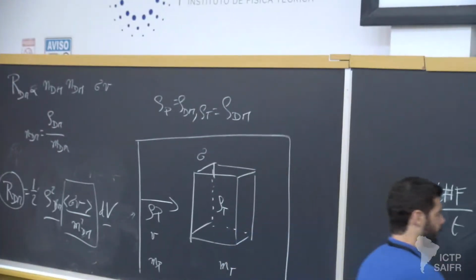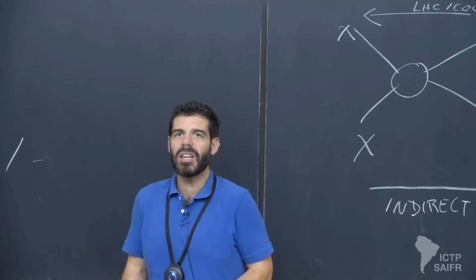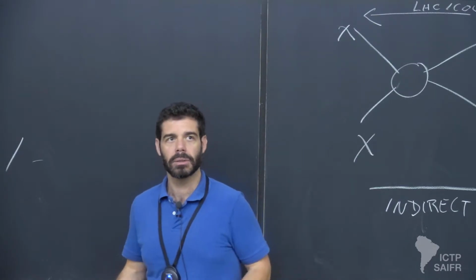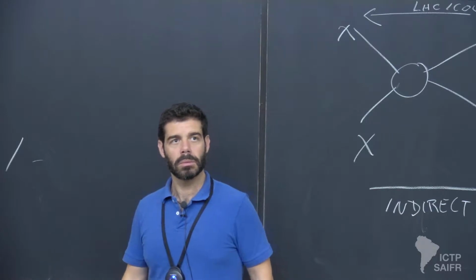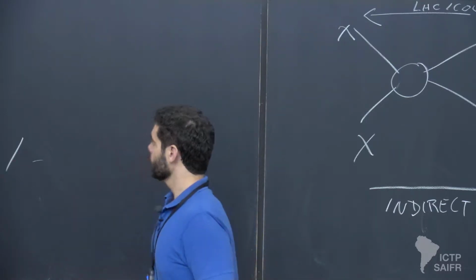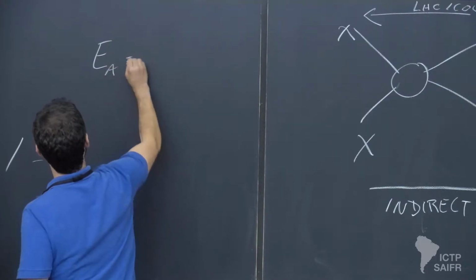Now, let us say that I still need this part. How much energy is released? How many photons do I have from each annihilation? What's the energy released in one of these annihilations?